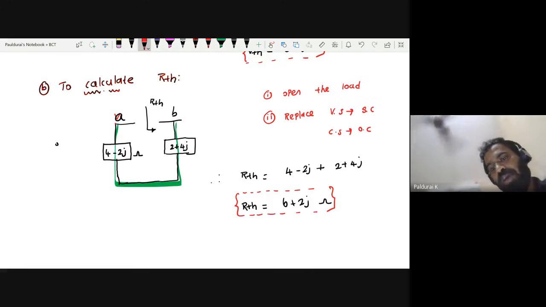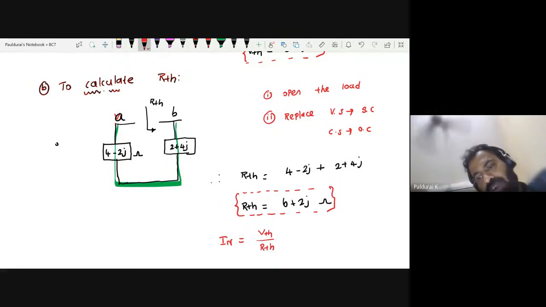Suppose for the same problem, if you calculate IN, how will you calculate IN without using the procedure? I equals V by R. This is VTH divided by RTH. You found VTH and RTH. Take the ratio, and that is the way to find Norton's current. In that way also you can find, nothing wrong.